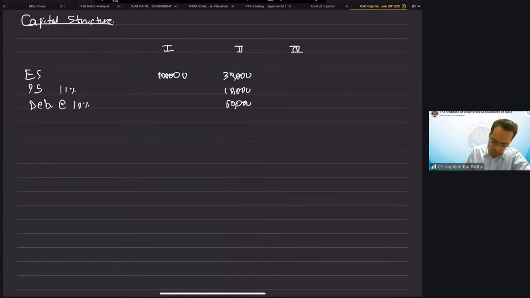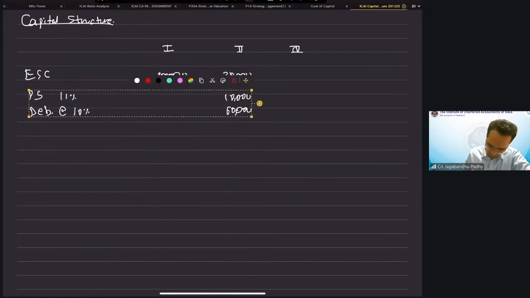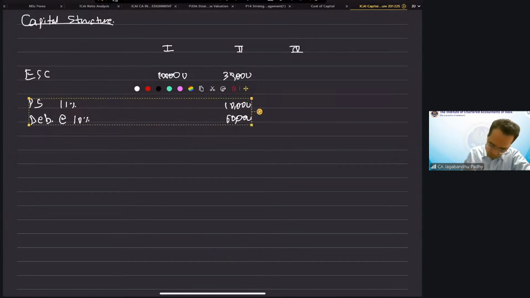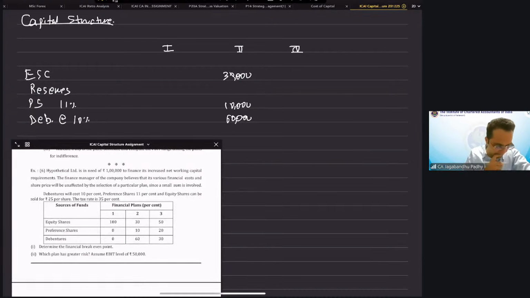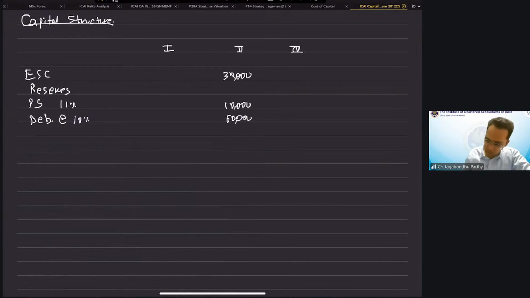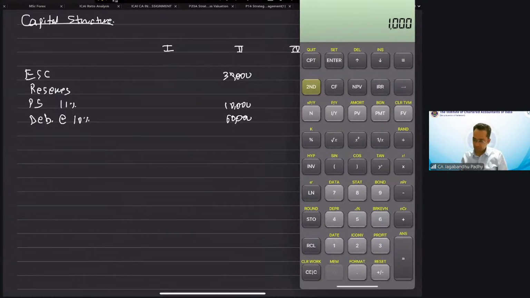Suppose this is going to be what? Equity share capital, and also we need to have the reserves, guys. So equity share capital will be 1 lakh. 1 lakh divided by 25, which is 4,000, and share capital is 40,000. Reserves is 60,000.